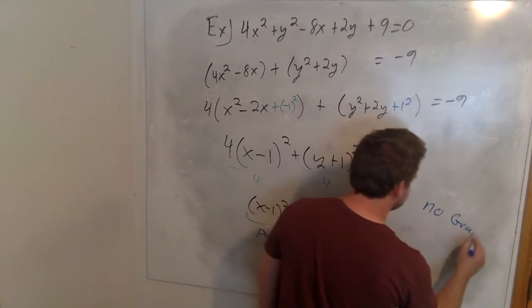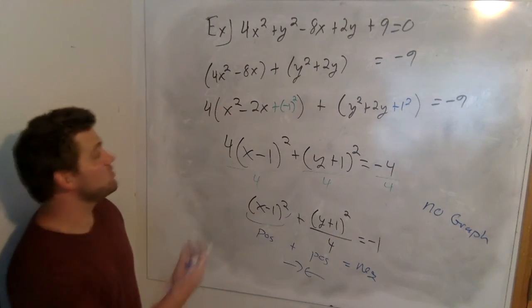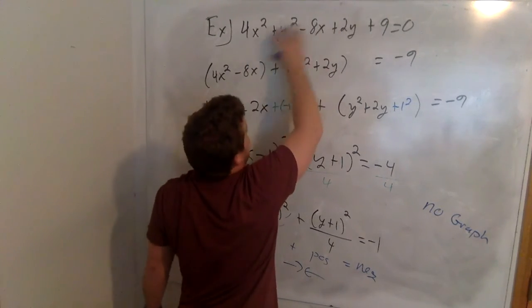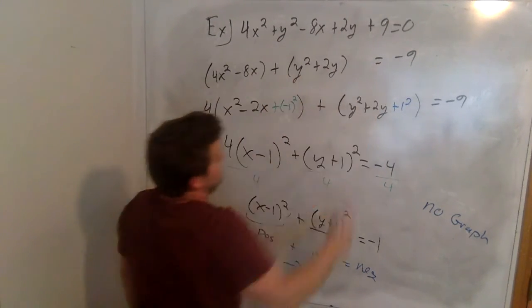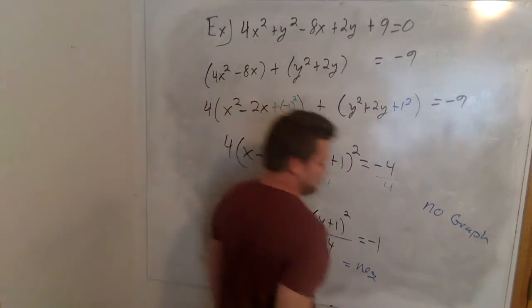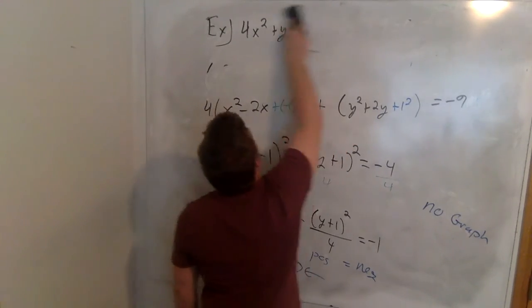No graph. So there is no value or no set of x and y that you could plug into this equation right here to make it be equal to 0. This is never true. This is never true. We get no graph. Okay, let's do one more.